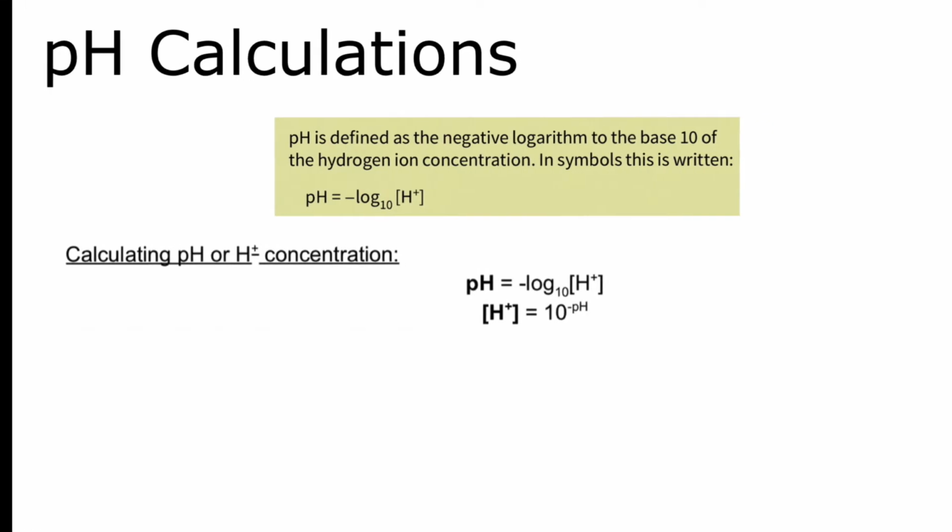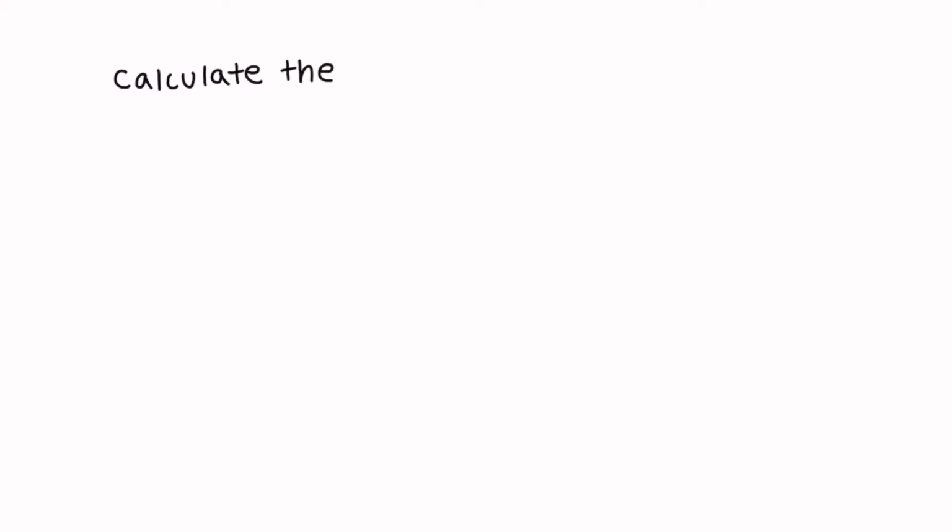Let's move on to pH calculations. pH is defined as the negative logarithm to the base 10 of the hydrogen ion concentration. In simple terms, this is written as hydrogen ion concentration is equal to 10 to the power of minus pH. We can use these two equations to convert from pH to H plus concentration and from H plus concentration to pH. Let's solve a practice question.